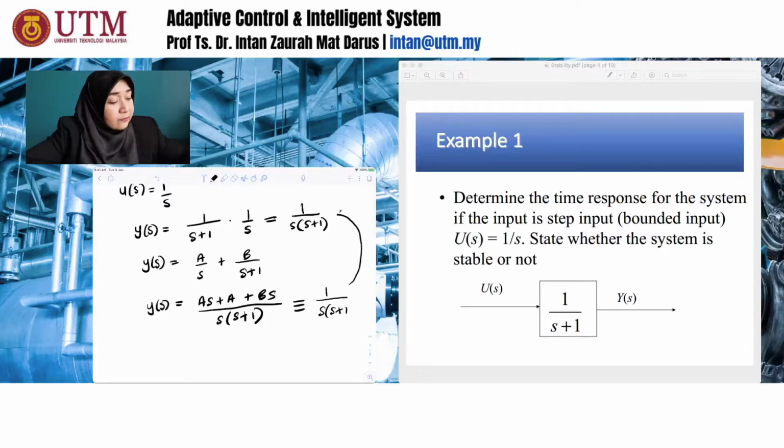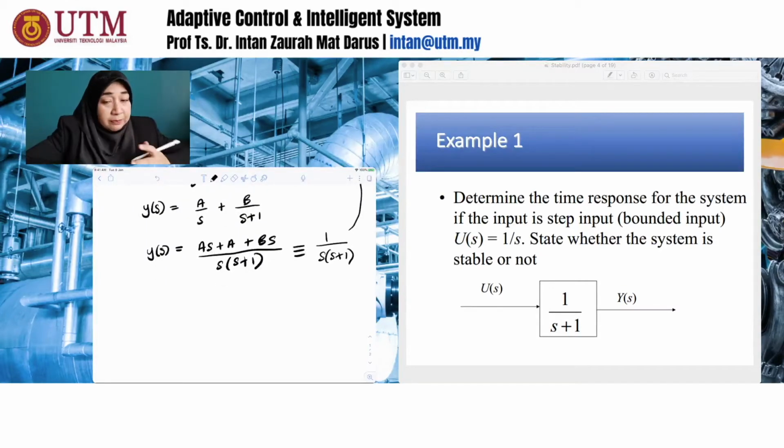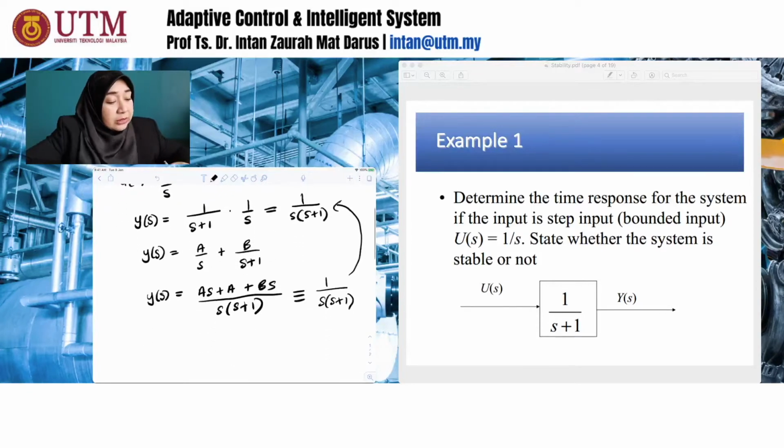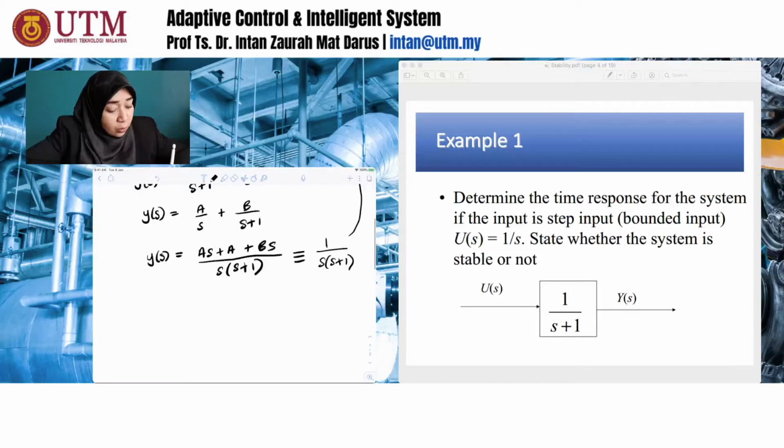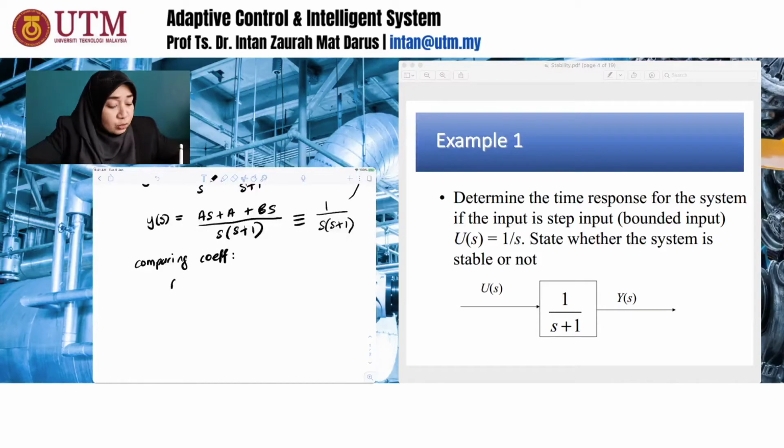Okay, so this is equivalent to that. So what we do with this equation is compare the coefficients of the numerator, because the denominator is already similar to the equation on top. So we need to actually compare to the numerator of the system. If I compare the coefficients, I'm just going to compare the numerator, because the numerator is what we want to know. We want to find out the transfer function.